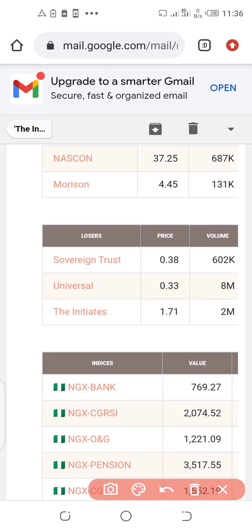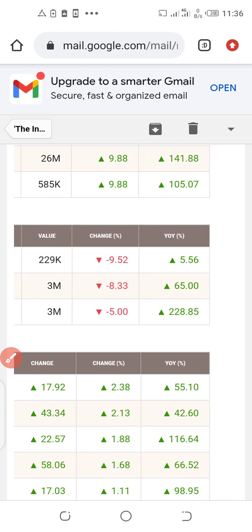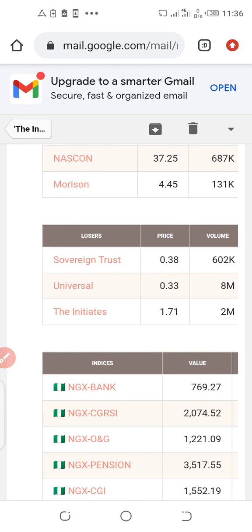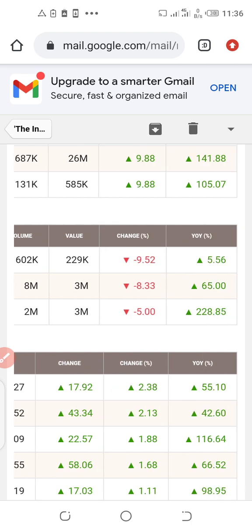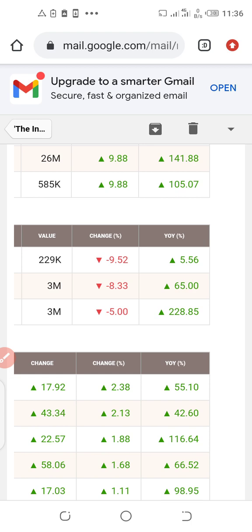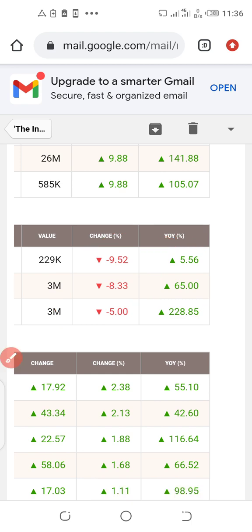So lastly, as we wrap up, we have the losers, and Sovereign Trust right here tops the list of the losers, losing how much? 9.52%. And then Universal losing 8.33%. And then the Initiate losing 5%. And remember, you don't just judge them by reason of their 1 day loss. You must also look at the 12 months performance prior to this time.